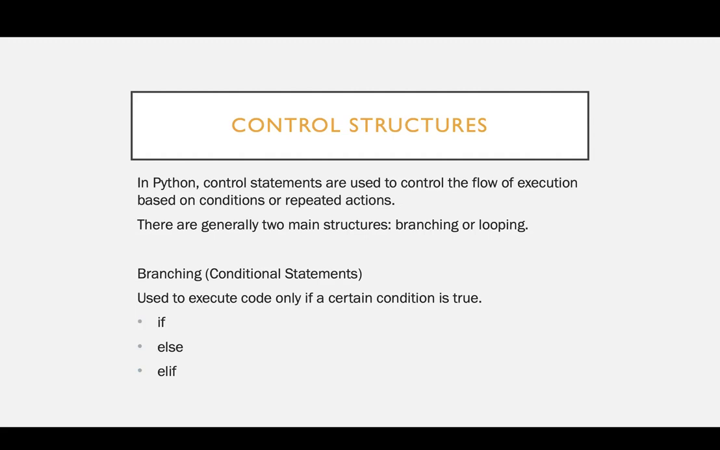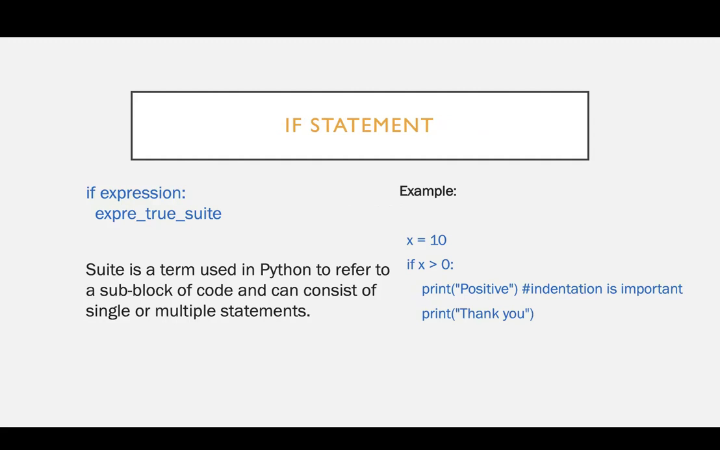So branching is based upon conditional statements, where we're going to execute a suite of code only if a certain condition is true. If it's not true, then we're going to run something else. The keywords that are used in Python for this implementation include if, else, and the last one is a combination of else if, elif. So let's start looking at the if statement.